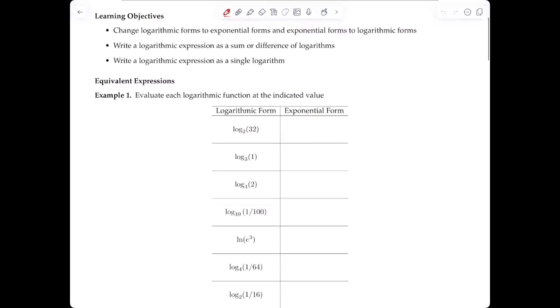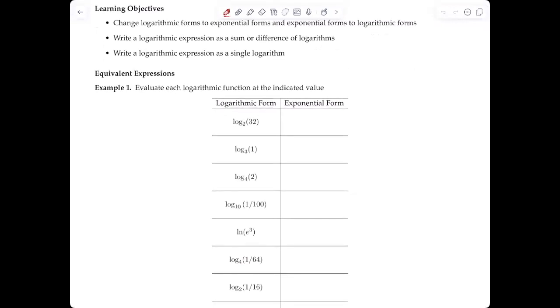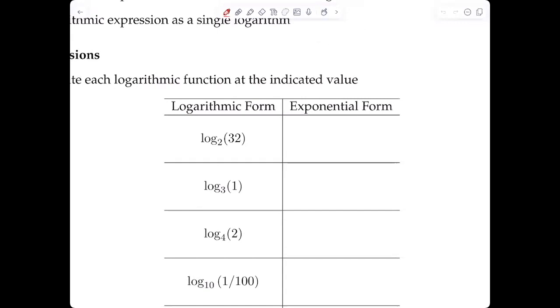Okay. So first, I want to introduce the technique to transform logarithmic form to exponential form. When you see something like this, you want to evaluate log of base 2 of 32. This is actually a different way to write an exponent, right? So you ask yourself, what power should I raise 2 to get 32? You see the idea? So 2 to the 5th power will give you 32. You with me on that? So when you see log of base 2 of 32, that means the answer is 5.